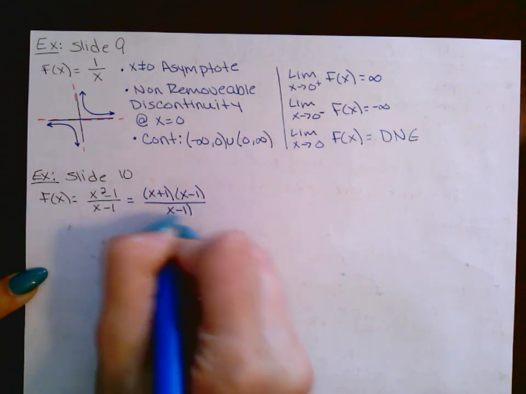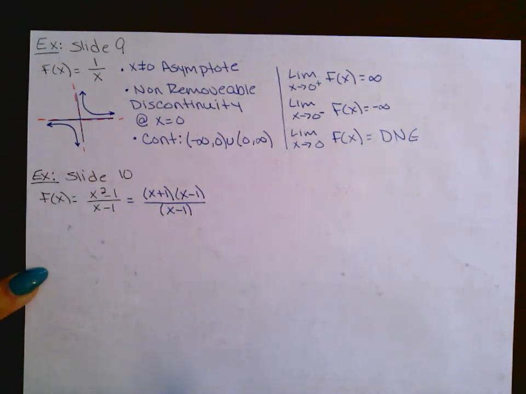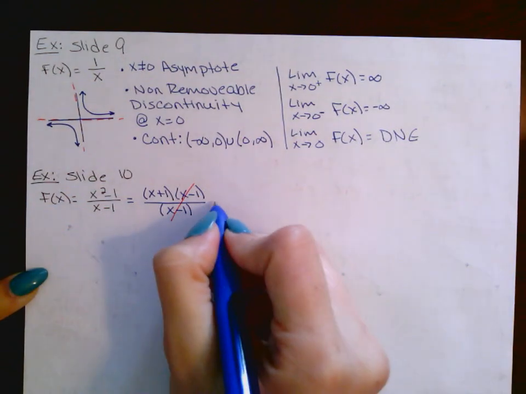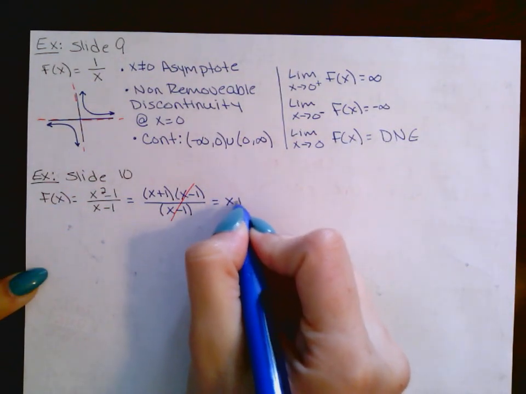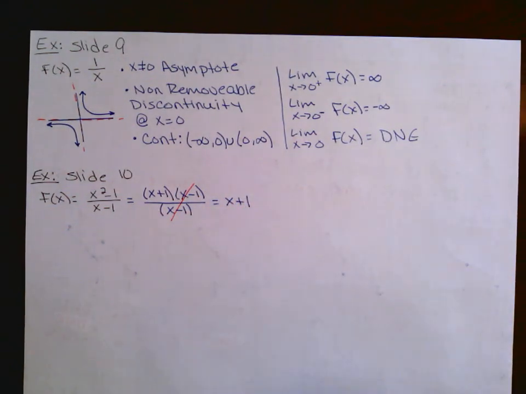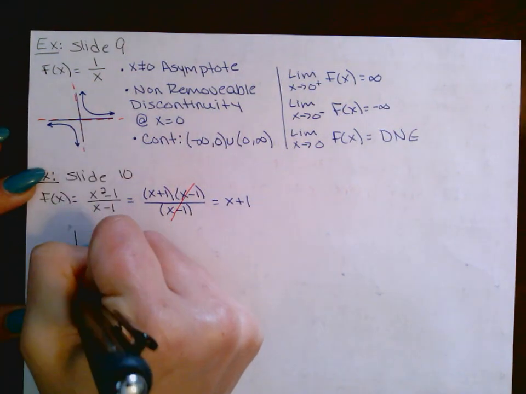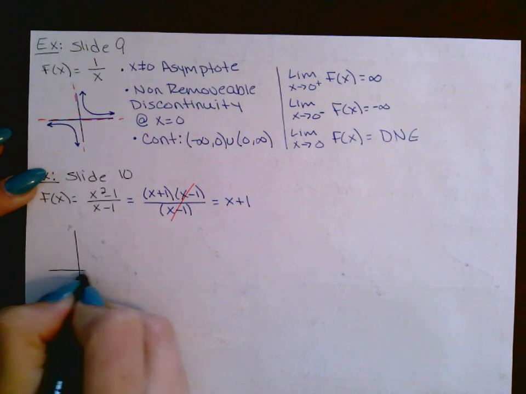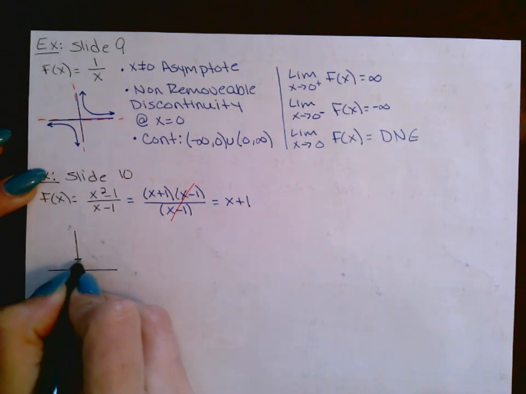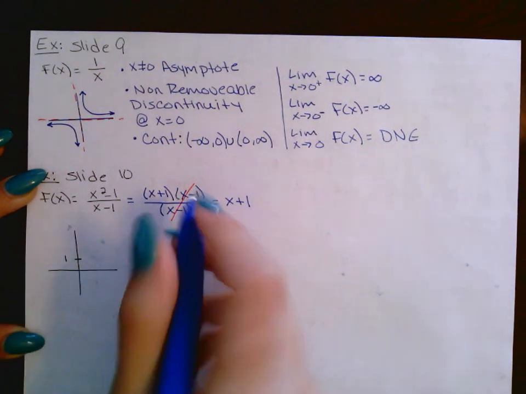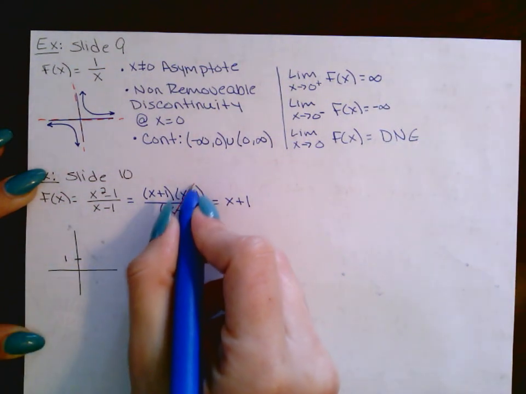And now I can spot a removable discontinuity, okay? And this would reduce to x plus 1, okay? So I know what the graph of x plus 1 is. That's just a linear function that was moved up 1. Okay. With a slope of 1 to 1. And then I'm going to have a hole because this was removed.